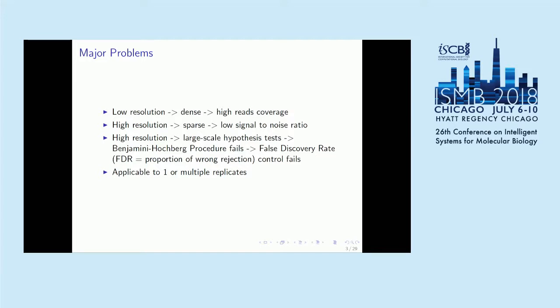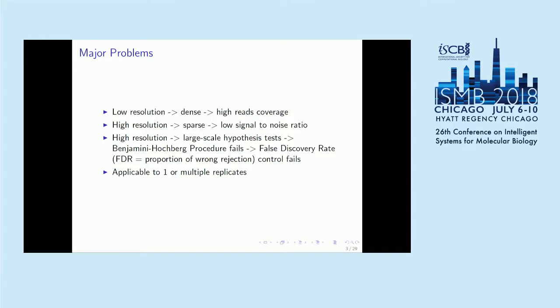However, there are some major problems. For example, some models work well under low resolution because the read coverage is relatively high. However, for high resolution, the contact matrix will be sparse and the signal to noise ratio will be low. So the detection power can be a potential problem. And also for high resolution, there will be a large number of hypothesis tests.